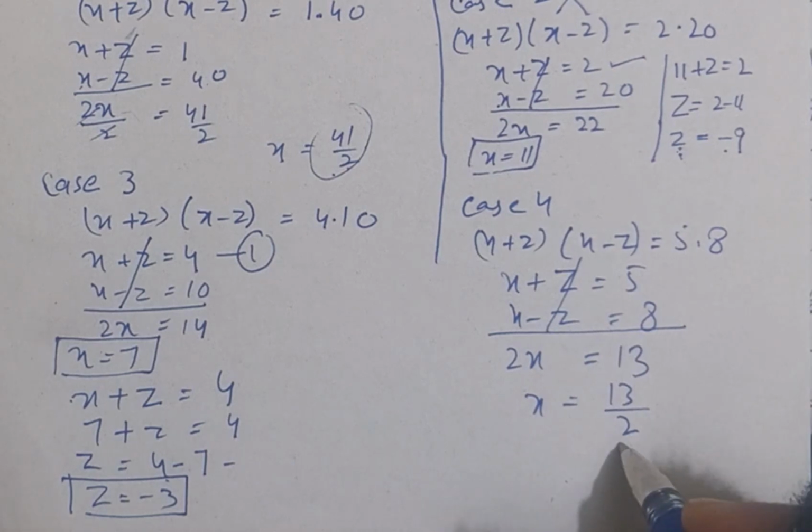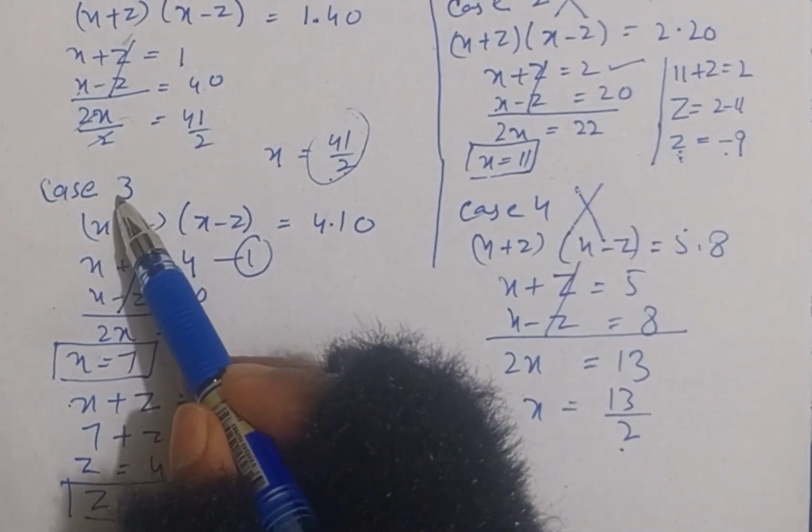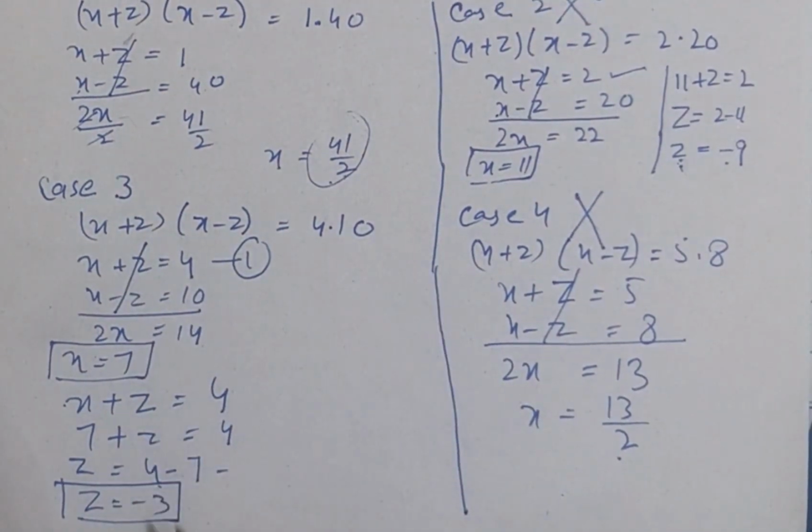And 13 over 2 is not an integer, so case 4 is not valid. Now focus on case 3. Now we find the value of y.